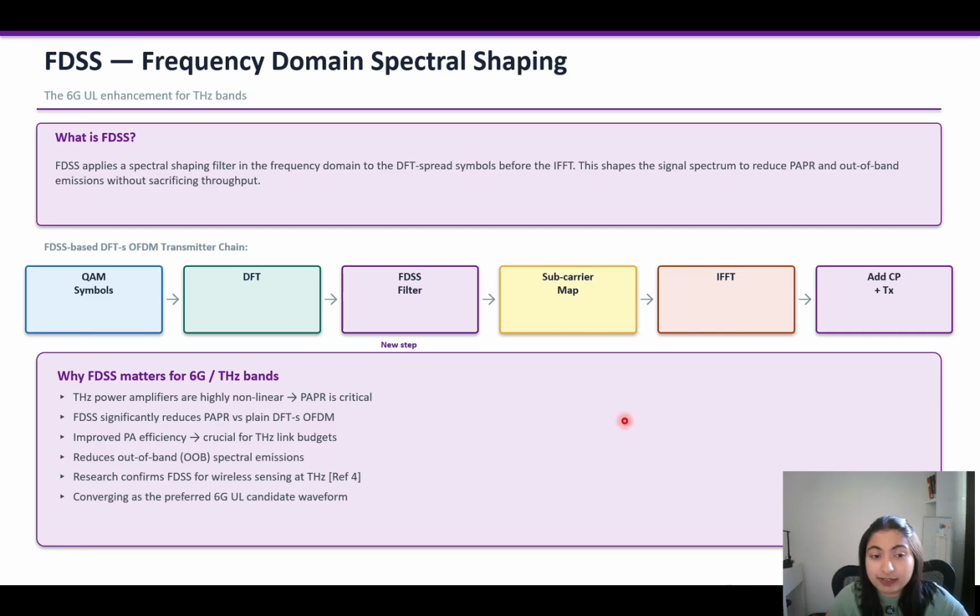So FDSS, researchers suggest that FDSS significantly reduces the PAPR compared to plain DFT-s OFDM. It also reduces out-of-band emissions. Researchers are converging on it. It's not a dramatic paradigm shift like when OFDM was introduced in 4G, but it's a carefully treated upgrade to reduce PAPR.